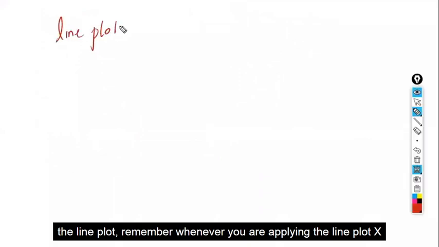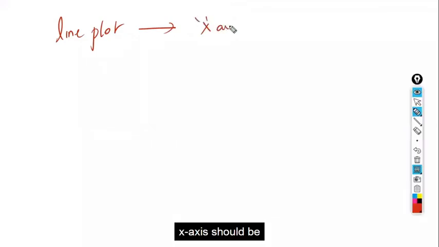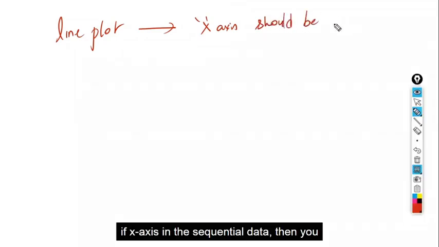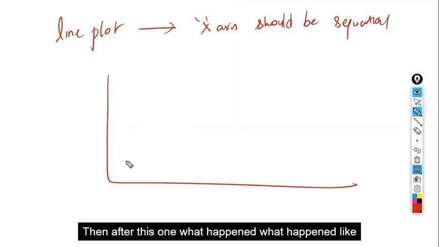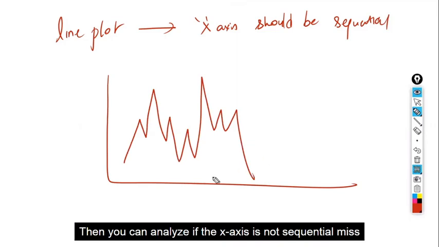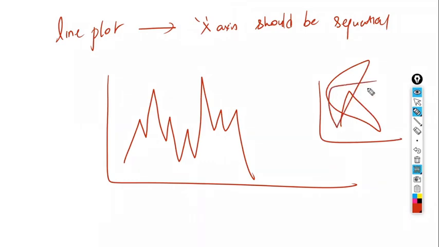So whenever you are applying the line plot, remember, x should be in sequential order. The x-axis should be sequential data. If the x-axis is sequential data, then you can get a proper order, and then you can analyze. If the x-axis is not sequential, you'll get the data like this. Now what will you analyze from this? Getting the point?